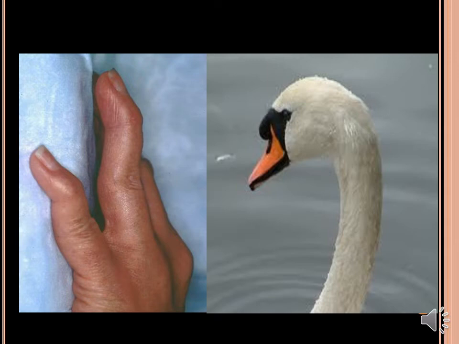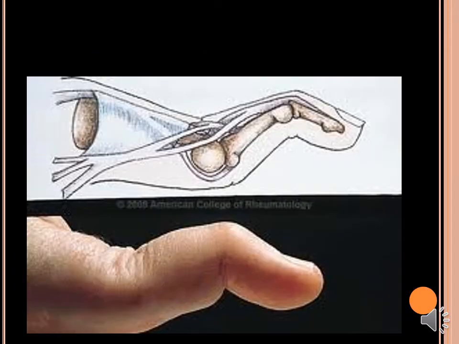This is a photograph of a swan neck deformity of the hand, in which there is flexion of the distal interphalangeal joint and extension of the metacarpophalangeal joint. Again, you can see this deformity.